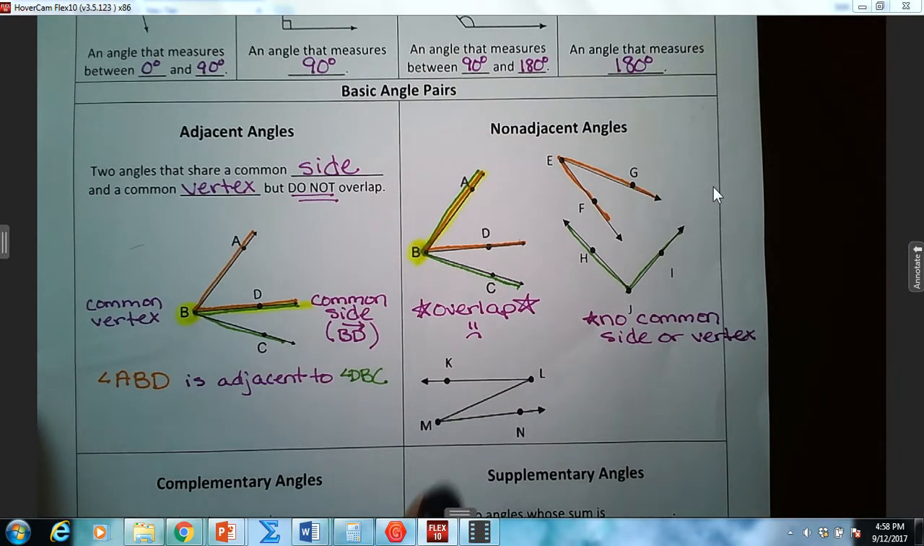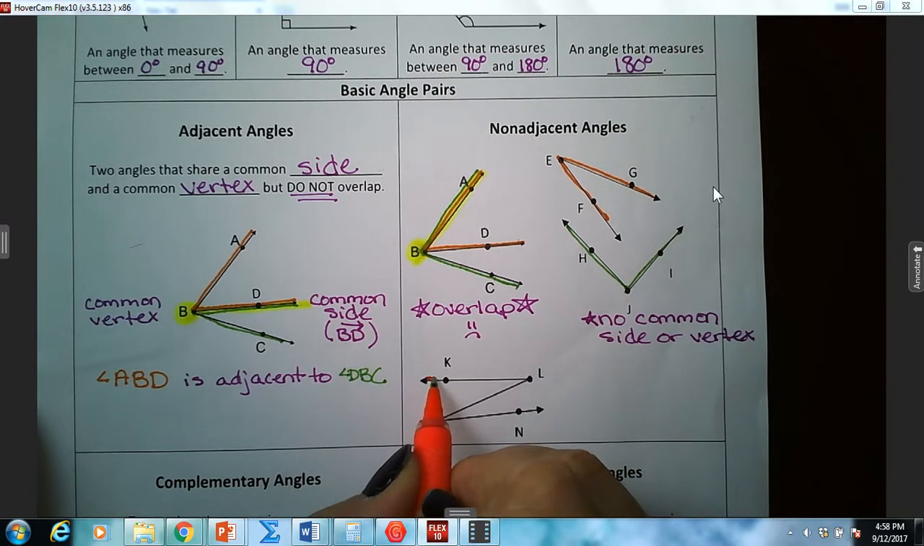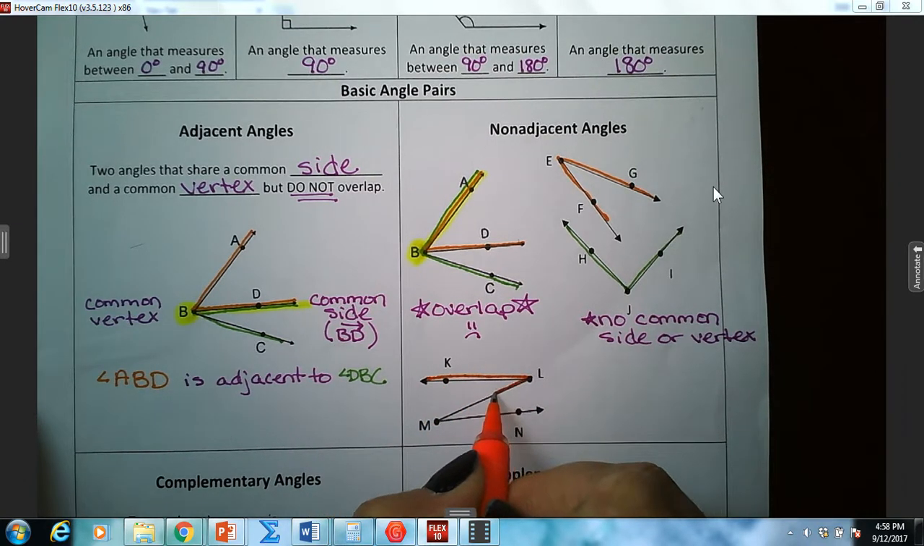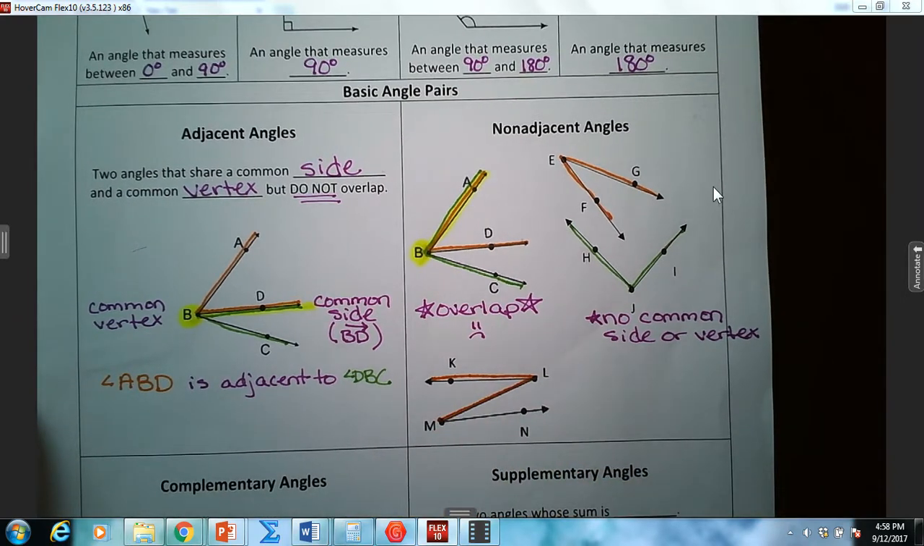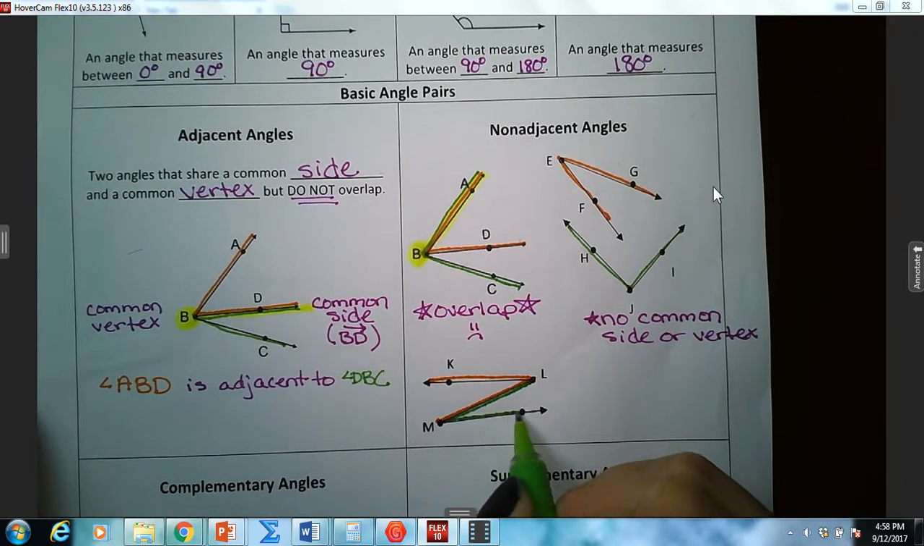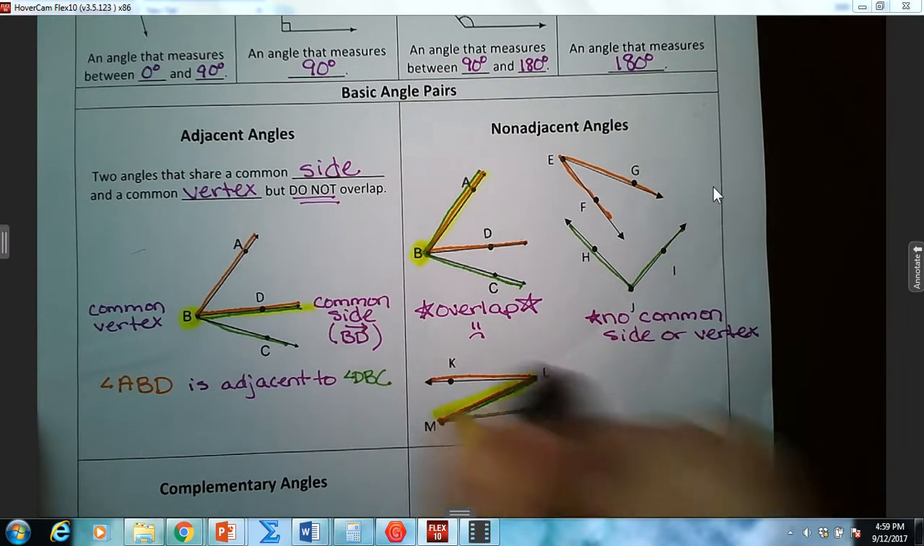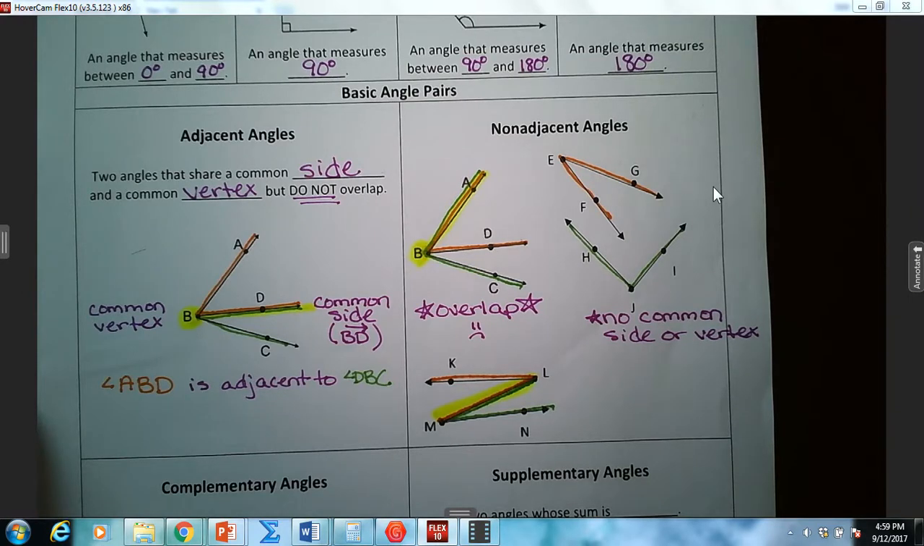All right, for our last example, we've got something that kind of looks like a Z here. Let's check it out. The two angles I'm looking at are KLM. Outline that one. KLM. And let's compare that one with angle LMN. Now those certainly look side by side. They're connected. They're right there together. They have a common side here. LM right down the middle is a common side.